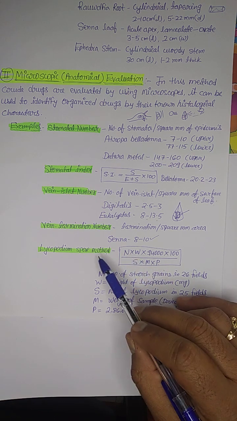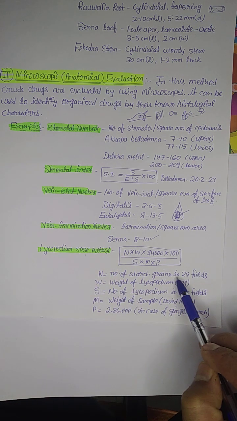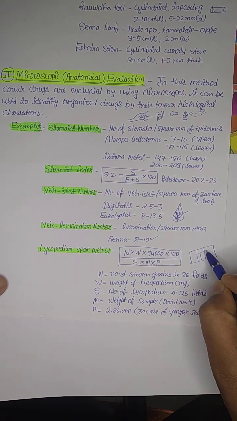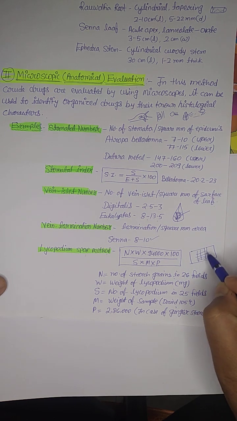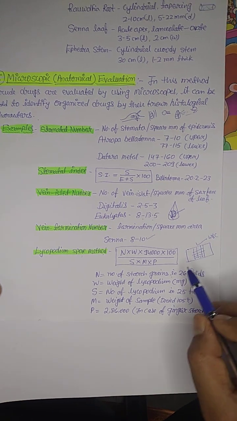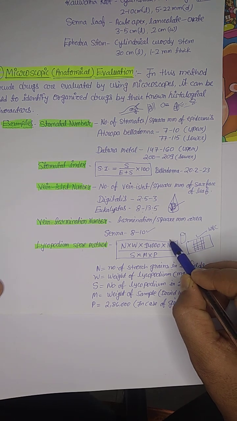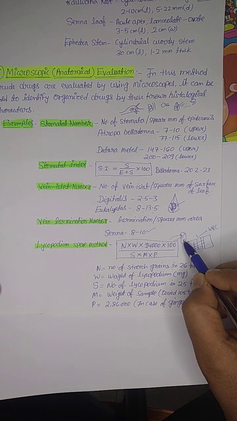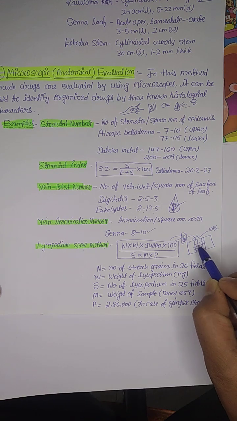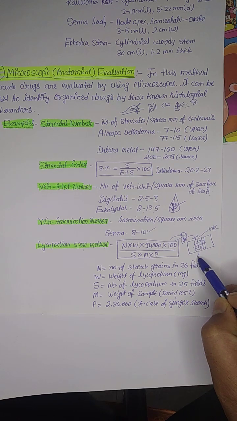So here we are going to take lycopodium spores. N stands for the number of starch grains in 26 fields, right? Here we take the Lumbus chamber. In the Lumbus chamber there are different squares. This is useful for WBC counting also, right? We make a suspension of this particular drug and lycopodium spores and other things. We put this into the Lumbus chamber and observe under the microscope. What is the number coming per square? So the number of starch grains in 26 fields.